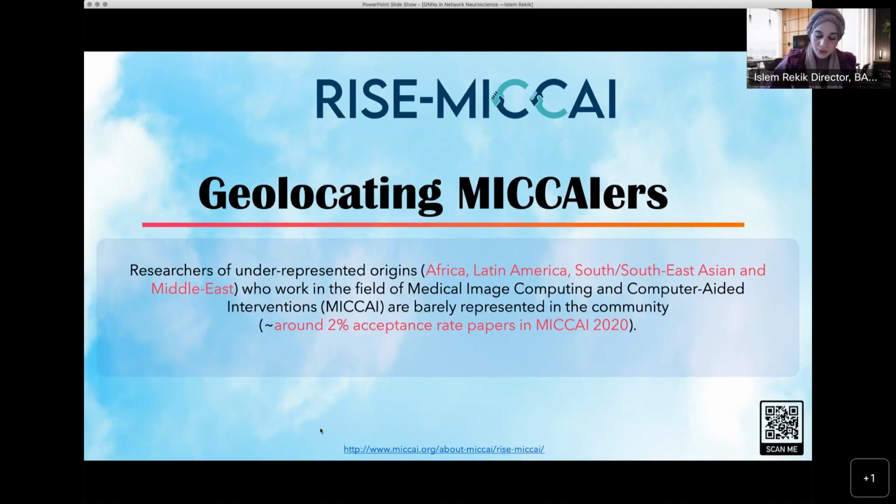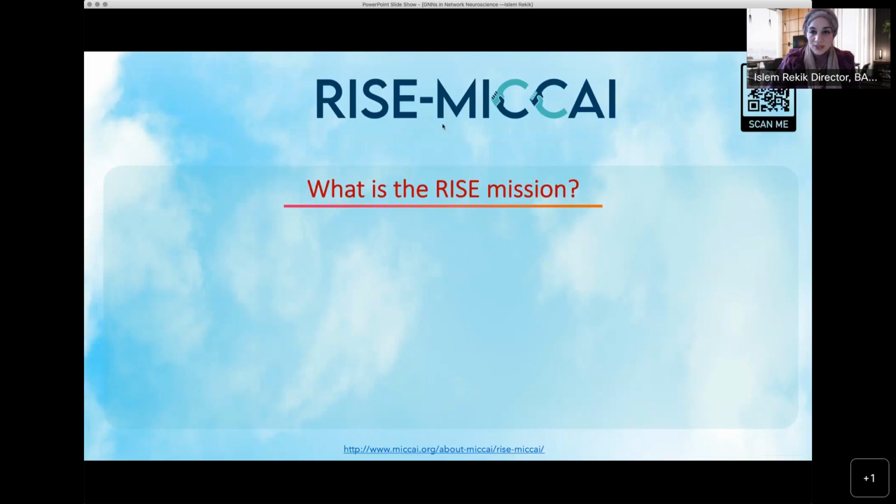So if you are, a few years ago, 2 years ago, we started what we call the Reinforced Inclusiveness and Diversity Network, RISE MICCAI, that enables us to provide free training to students all over the world. Through this, we want to empower, we want to have capacity building. So if you're interested, please scan this. Feel free to join us. You can just Google RISE MICCAI and you will find the web page.